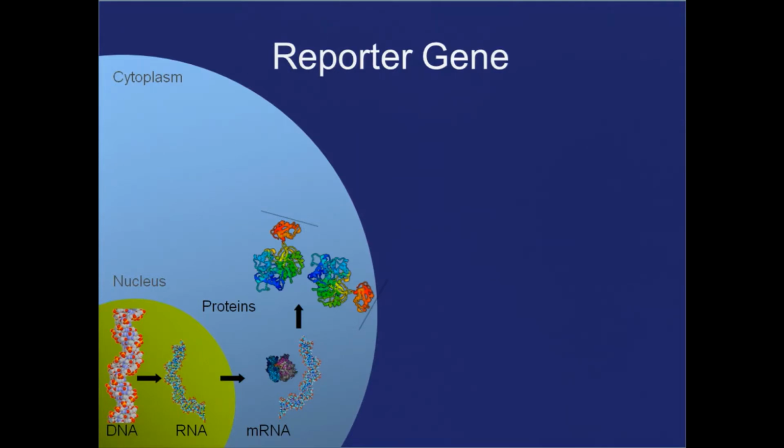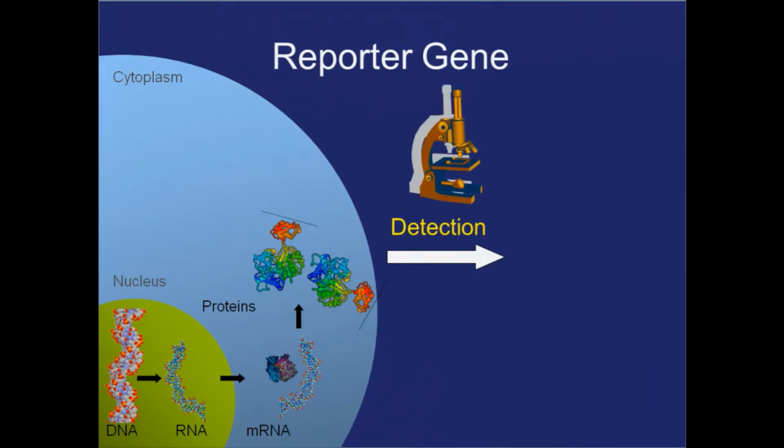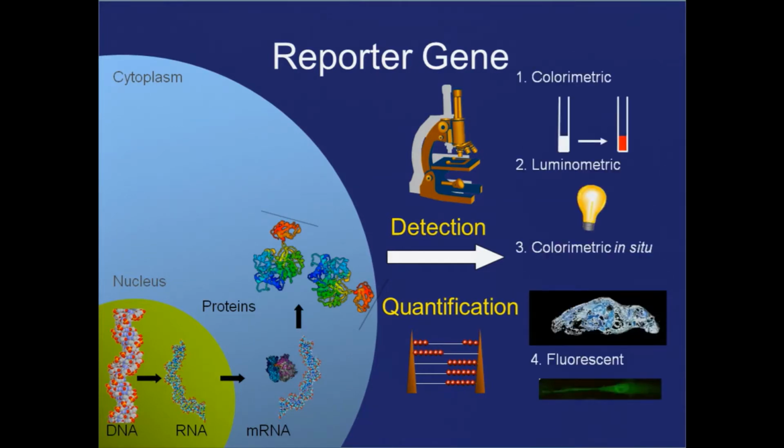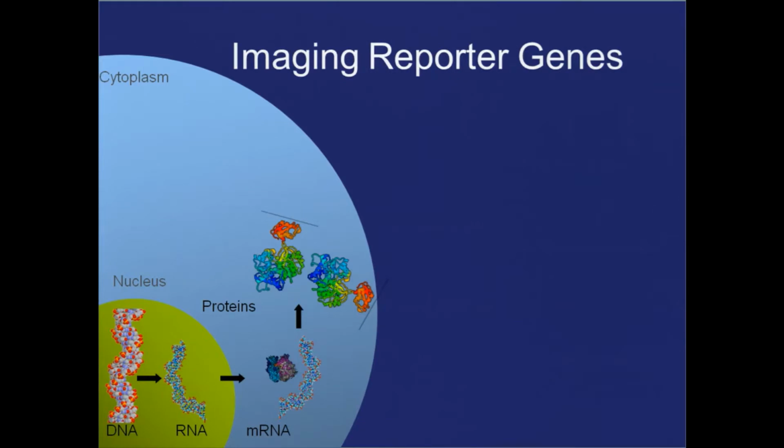Just a brief summary, what is a reporter gene? A reporter gene is basically a stretch of DNA which is transcribed to mRNA, and the mRNA is translated to a protein, and this protein can then easily be detected, not only detected but also quantified. And there are many different types of reporter genes. So the early years were colorimetric assays, luminometric assays, in situ and fluorescent proteins, which are now the mainstay of biological work.